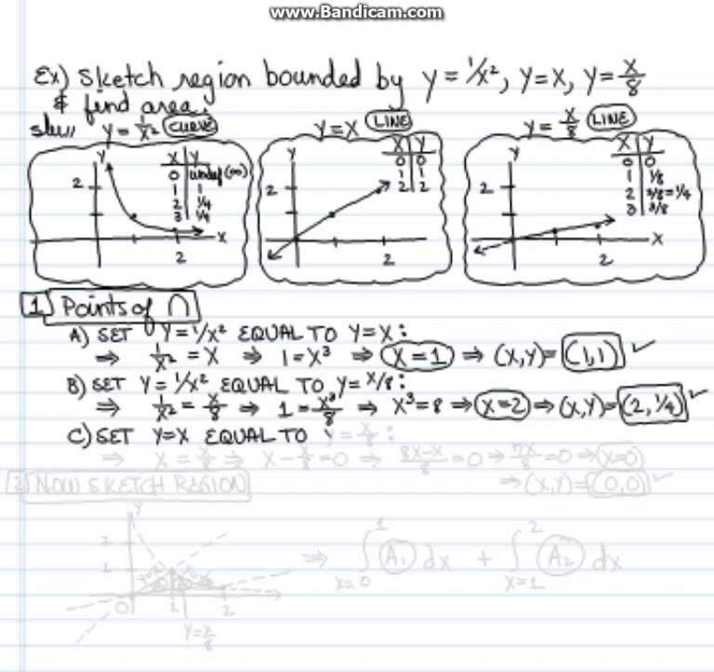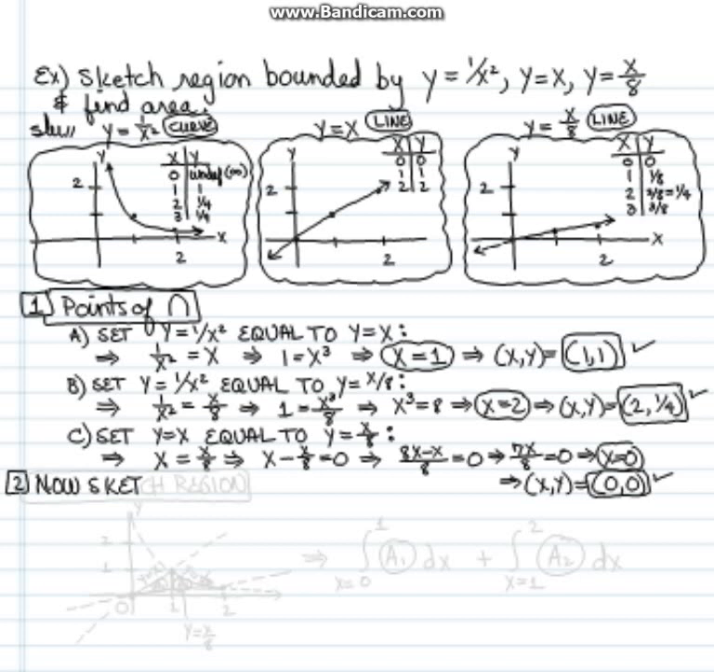Okay, set y equals x equal to y equals x over 8 and solve for x. So x equals x over 8. Move them together on one side, x minus x over 8 equals 0. Get a common denominator, and you'll have 7x over 8 equals 0. Solve for x, you get x equals 0. Plug x equals 0 into either of the 2 equations that you started with and get the y partner, you get 0, 0. So we found 3 points of intersection.